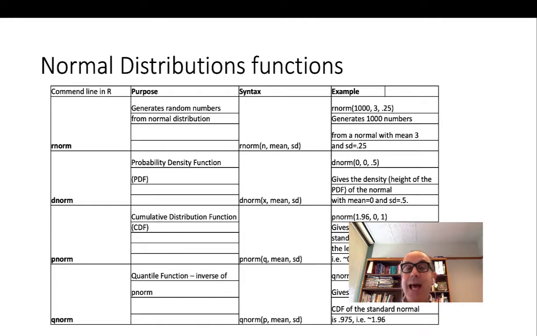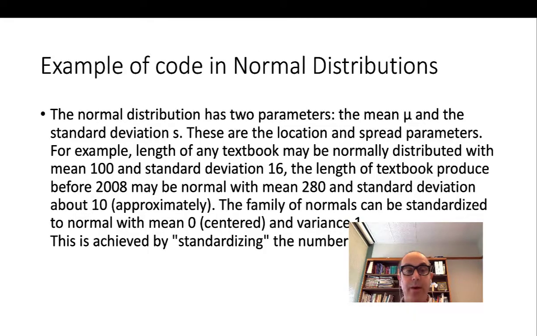All of that has to have a syntax that goes with it. Example, the n, the mean, the standard deviation, or any other things that the command you ask R to perform needs in order for it to operate. So the normal distribution has two elements that need to be included: the mean and the standard deviation.